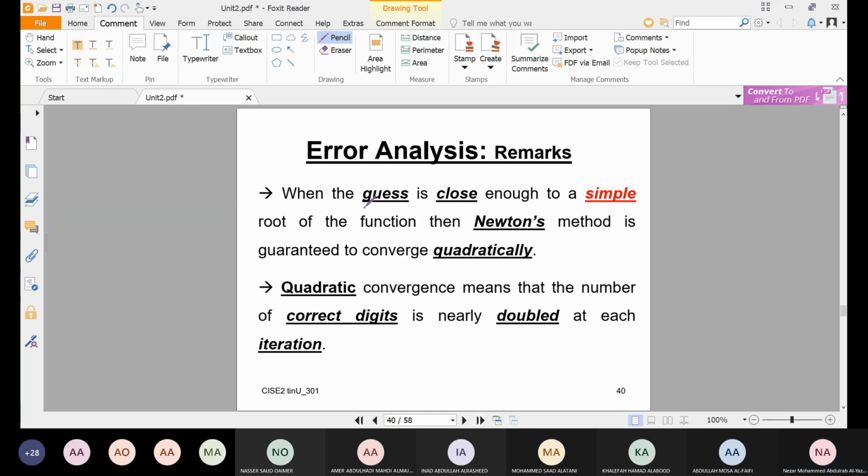But if our first guess is far from the sample root that we want to compute, sometimes the Newton method will not converge to the correct root.